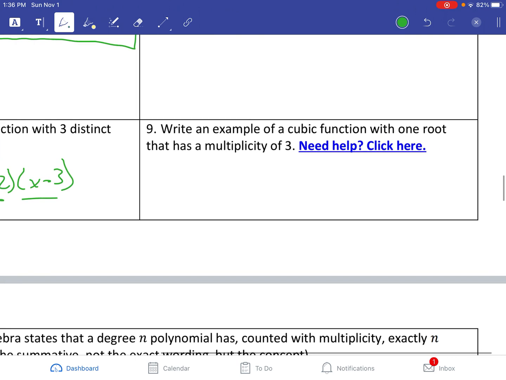Number 9, write an example of a cubic function. So I'm going to do f of x again with one root that has a multiplicity of 3. Okay, so I'm going to pick one root, but again, the number doesn't matter, plus 4. Multiplicity of 3 means you see it 3 times. So I'm going to raise that to the third power. So there's one answer that you see 3 times. And that's what it is.